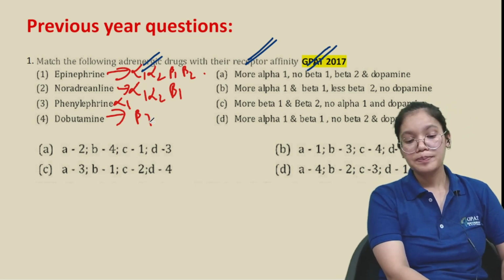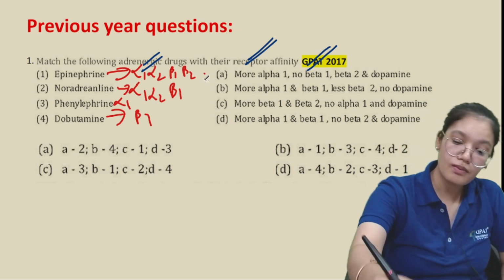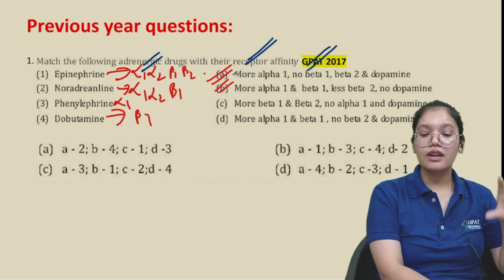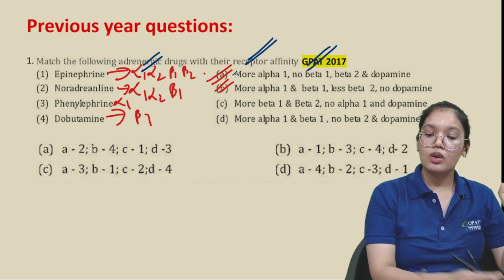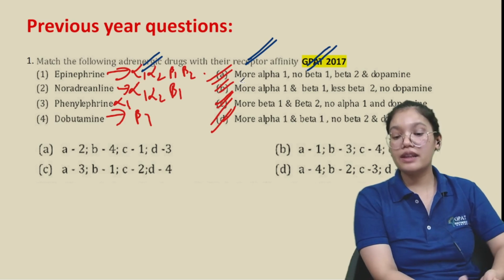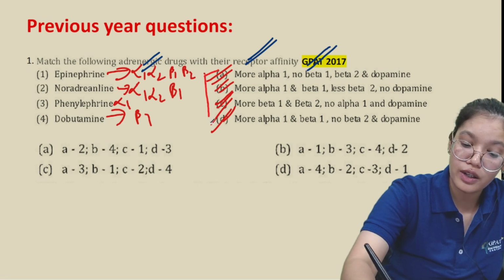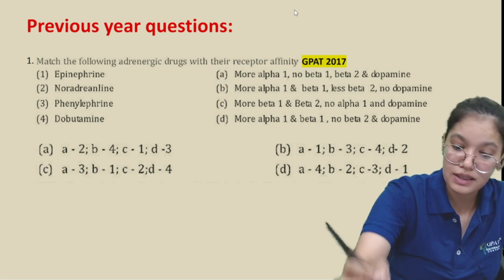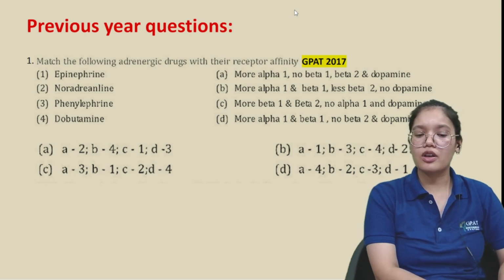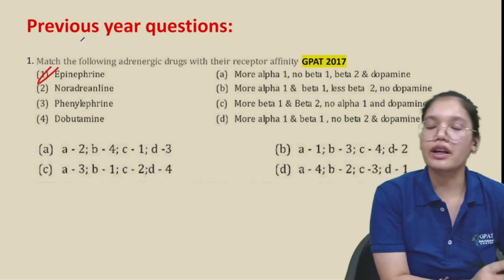If you look at the options given in your question, by NTA the options here were given wrong, so they cannot answer the question correctly. If you read the options carefully yourself, you will get to know that these options are wrong. But it doesn't matter that the options are wrong, you should know the receptor affinity for this particular drug, that I have already told you.